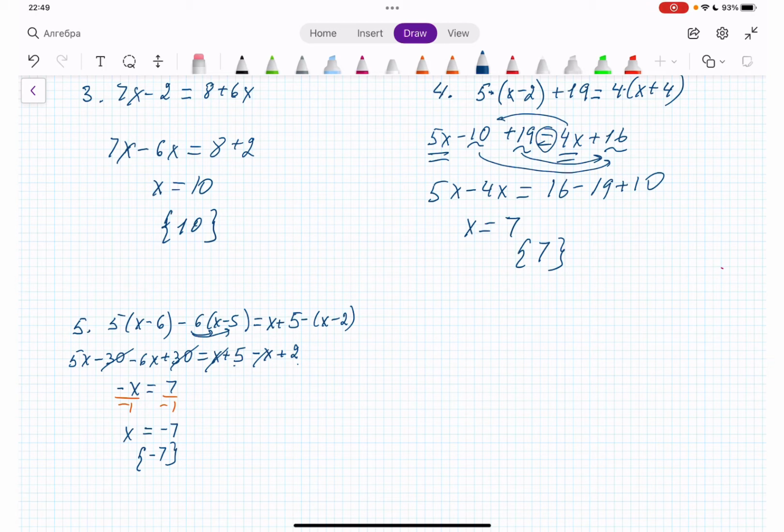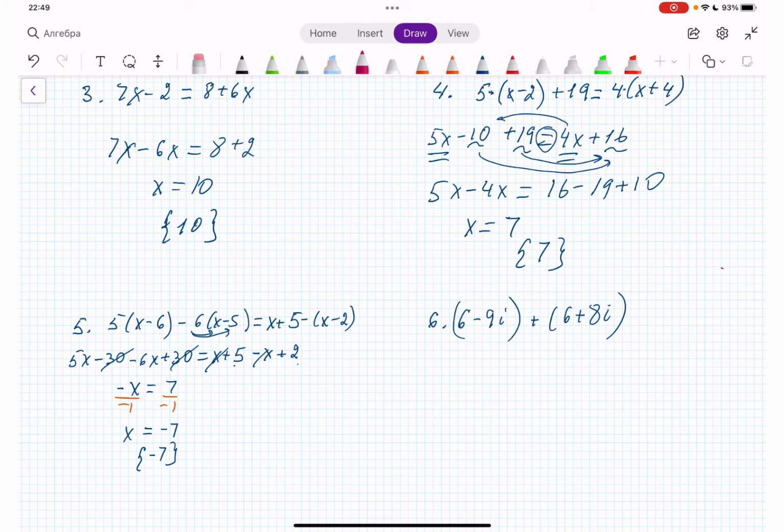Number 6. Number 6 is about complex numbers. So we have 6 minus 9i plus 6 plus 8i. Before we solve this problem, I would like to introduce you to complex numbers. A complex number is an imaginary number. It was created to work with negative numbers when we have a negative number under a square root.